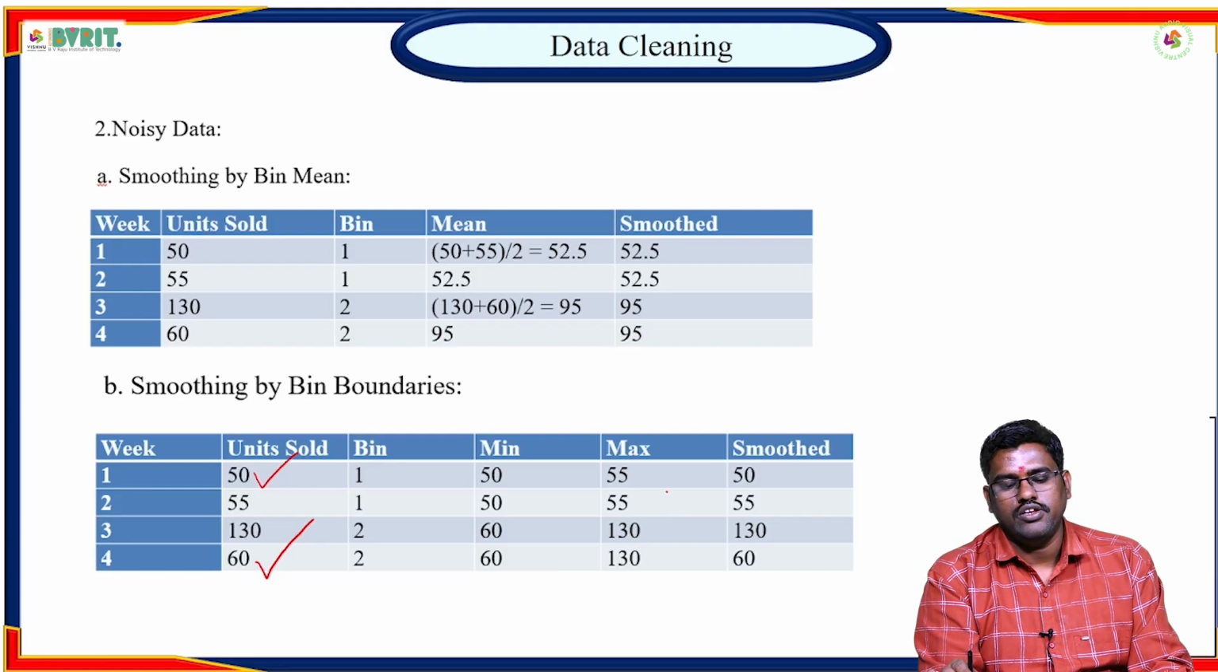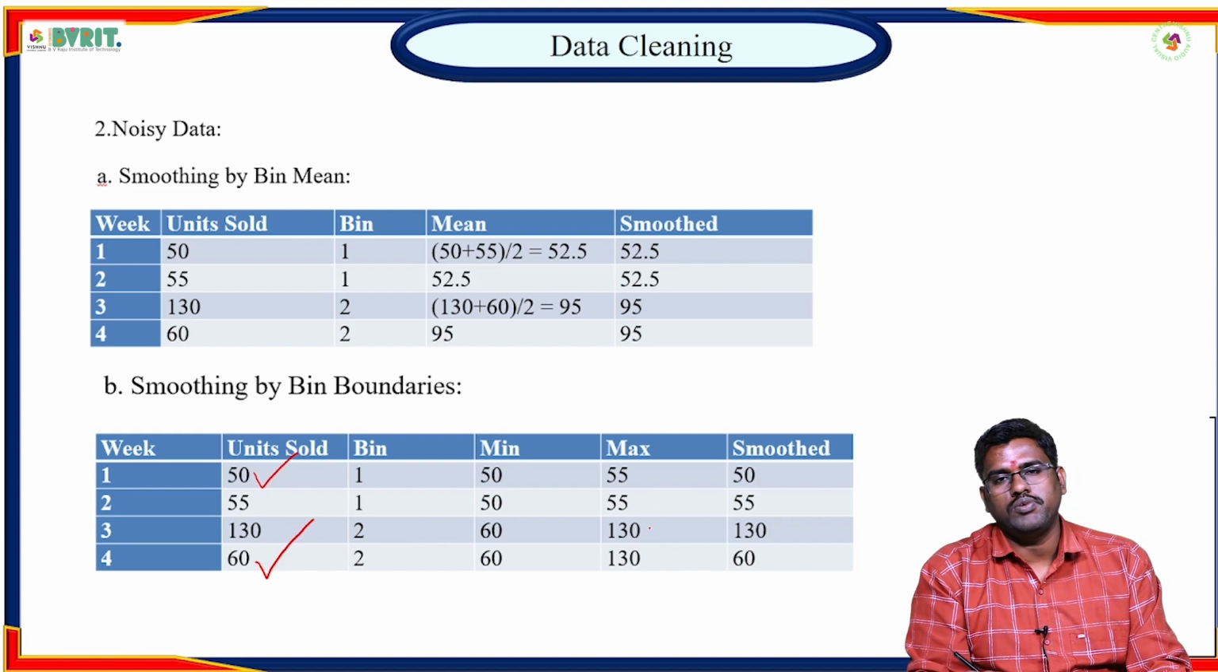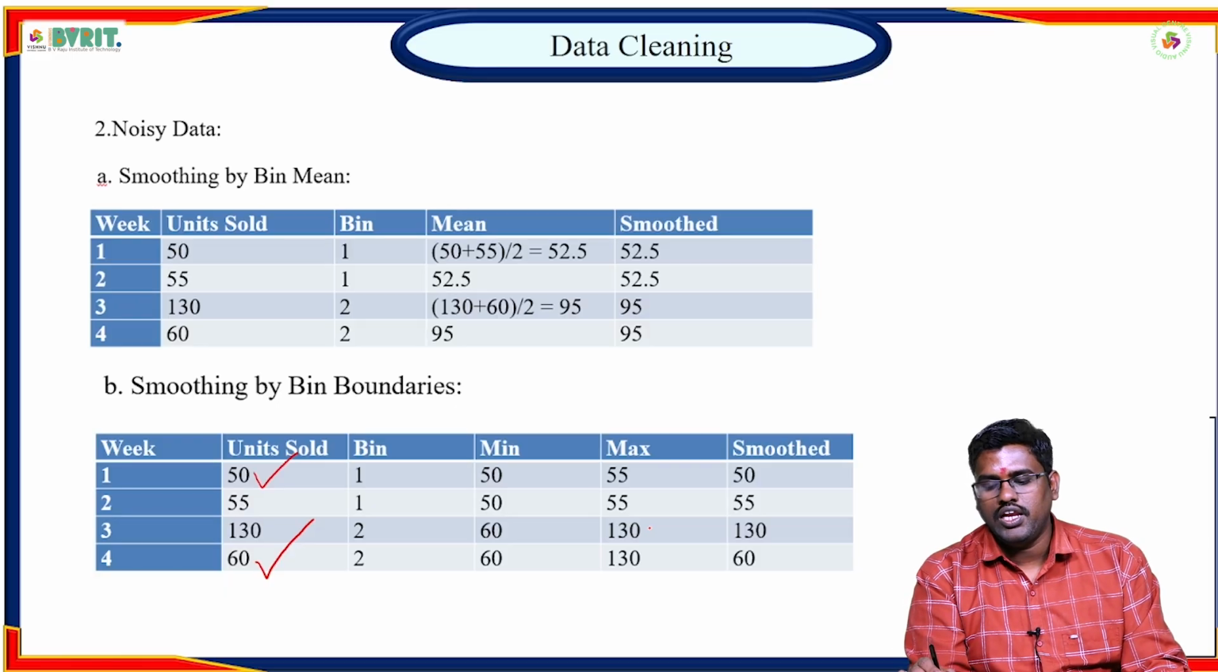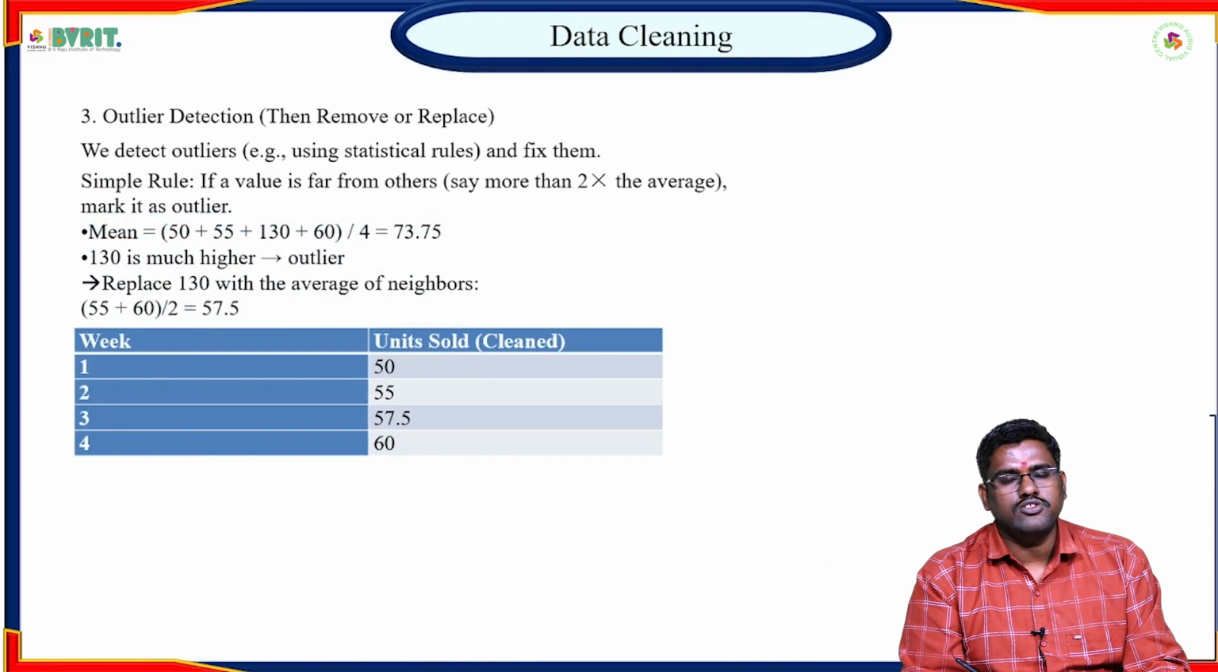Next, 55, the median value. Between 50 and 60, the next value 55 is there, and the next is 130. In general, the 1st and 4th values are represented by the minimum, and the 2nd and 3rd values by the maximum. Finally, here also we are getting the value 130, the noisy value. This is not removed. So we go to the next method, which is outlier detection.